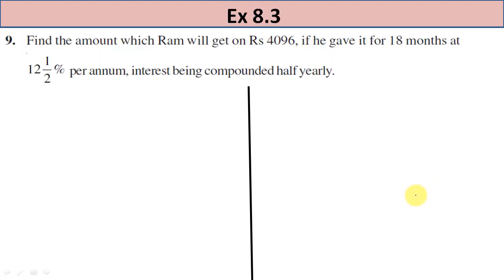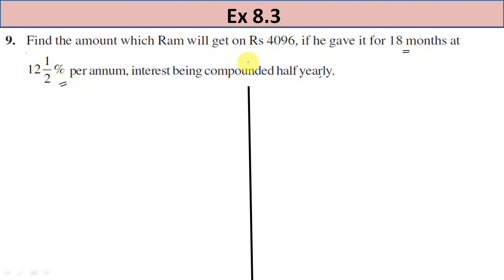Now let's see question number 9. Find the amount which Ram will get on rupees 4,096 if he gave it for 18 months at 12.5% per annum, interest being compounded half yearly. Again, what you need to find in this question is the amount Ram will get. If he gives 4,096 rupees to someone for 18 months, that means the time is given, at 12 1/2% per annum, that is the rate. Interest being compounded half yearly.